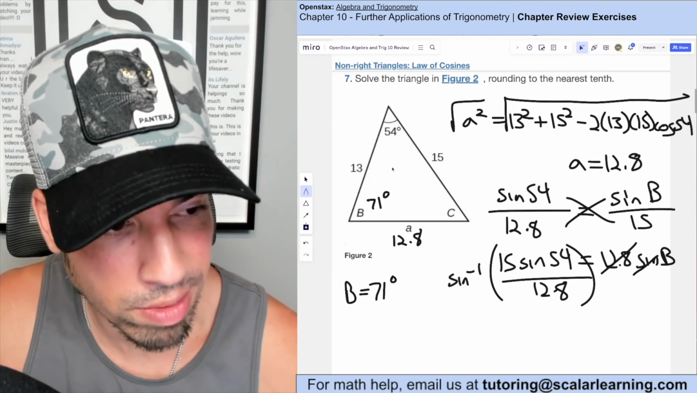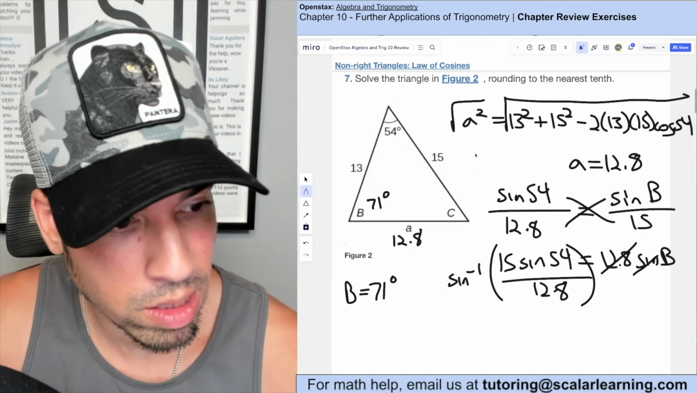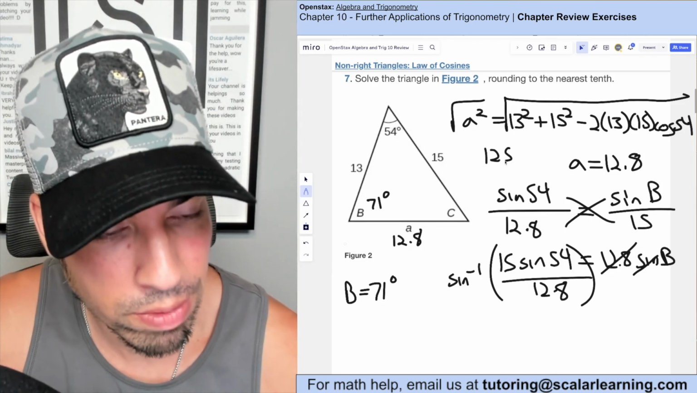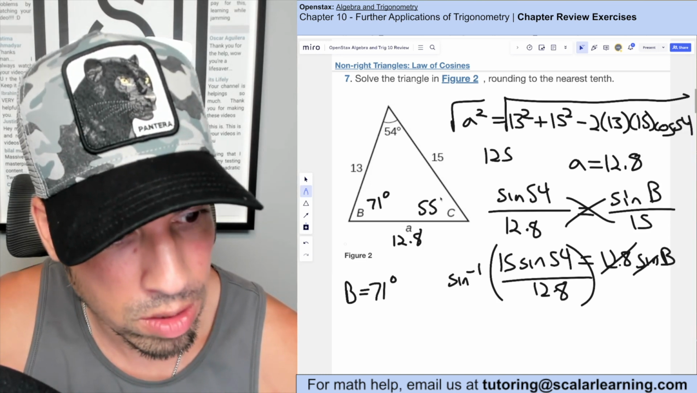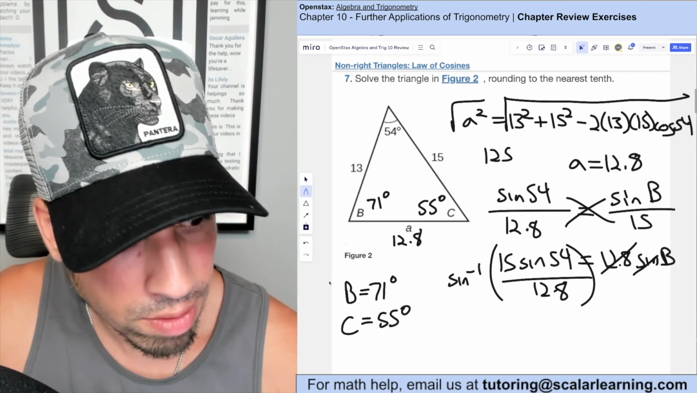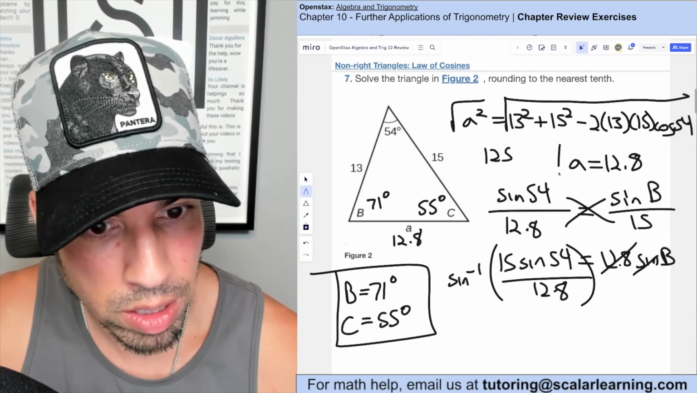Because these three angles have to add up to 180. So 54 plus 71 is 125. So what's missing would be another 55 degrees, which means C equals 55. So those are your three answers.